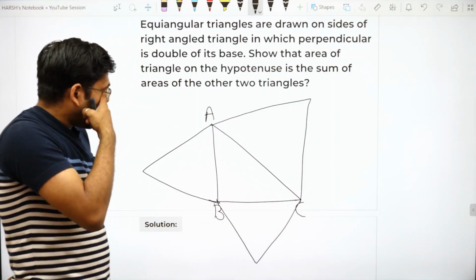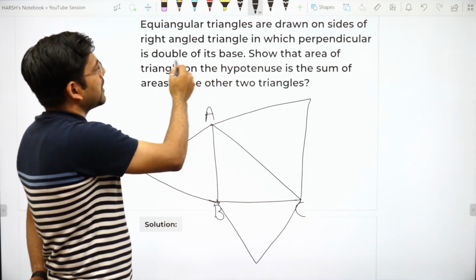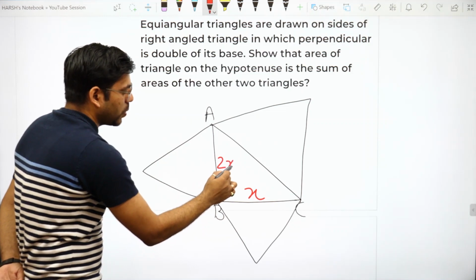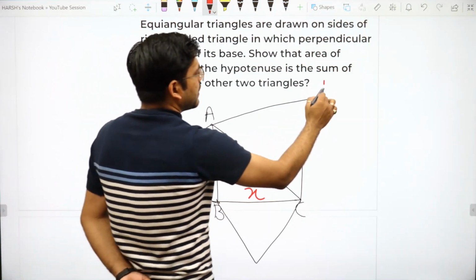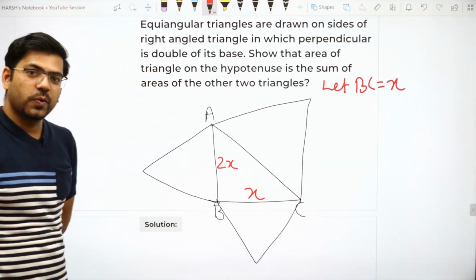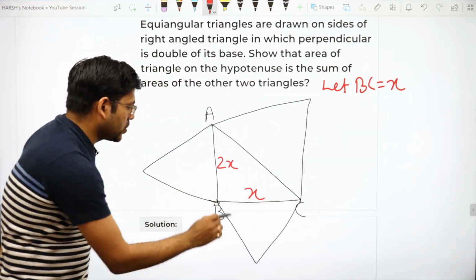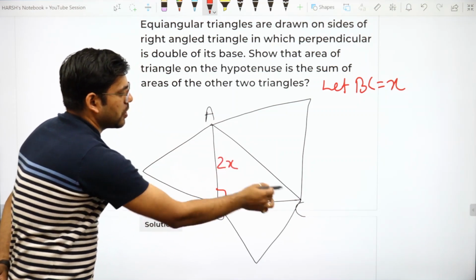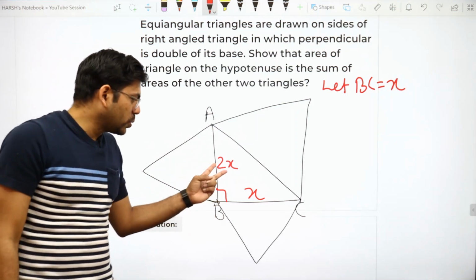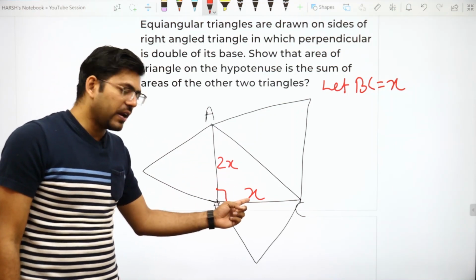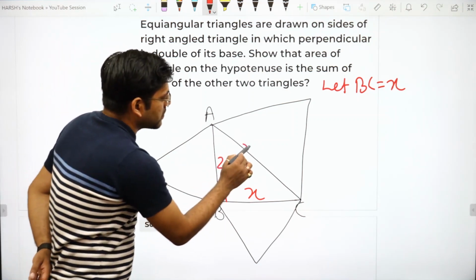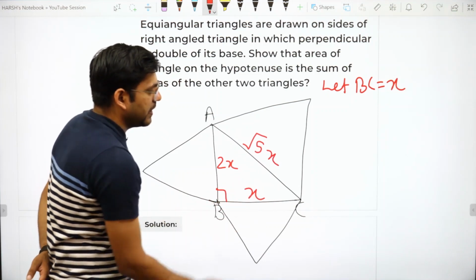Now it is said that the perpendicular is double of its base. So if I have assumed the base as x, the perpendicular would be 2x. I will write here, let BC be equal to x. Now guys, are you able to understand that you can apply Pythagoras theorem and get the value of AC? So I am assuming that you know Pythagoras theorem. So 2x whole square, that is 4x square, and 1x whole square, that is x square. 4x square plus x square is 5x square. So AC will be nothing but root 5x.